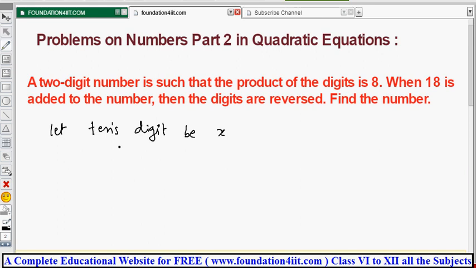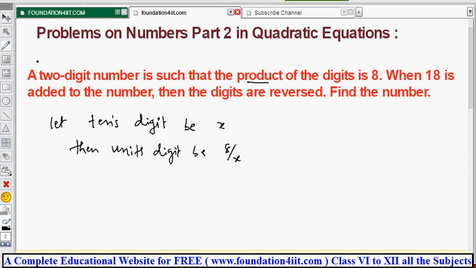If the tens digit is x, then the units digit, the units place, will be 8 divided by x, right? Because the product is 8. So x into 8 by x is 8 only. If you multiply x into 8 by x, x will cancel, then 8. So whenever they ask for the product, you can do the division type. If it is the sum, it would be 8 minus x; because it is the product, it is 8 divided by x. Remember that.